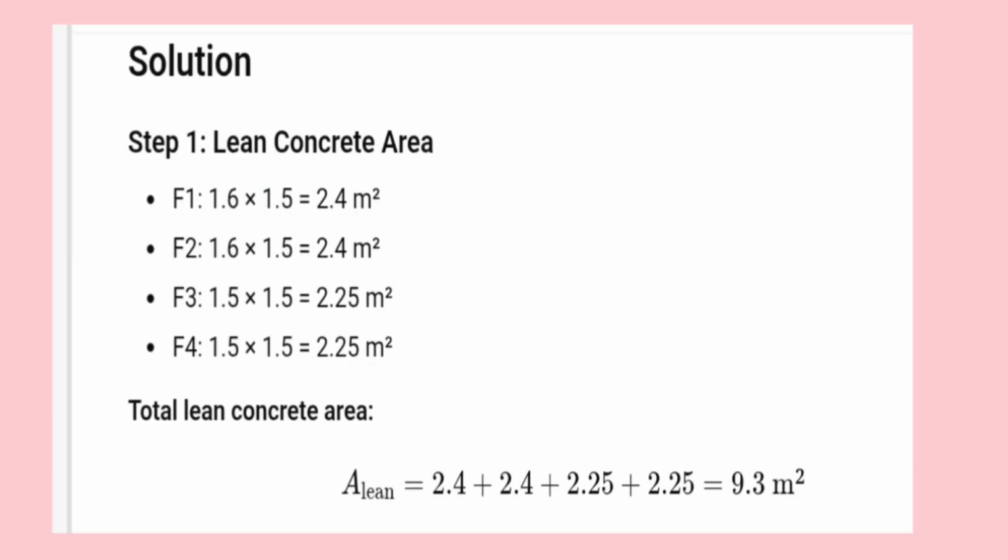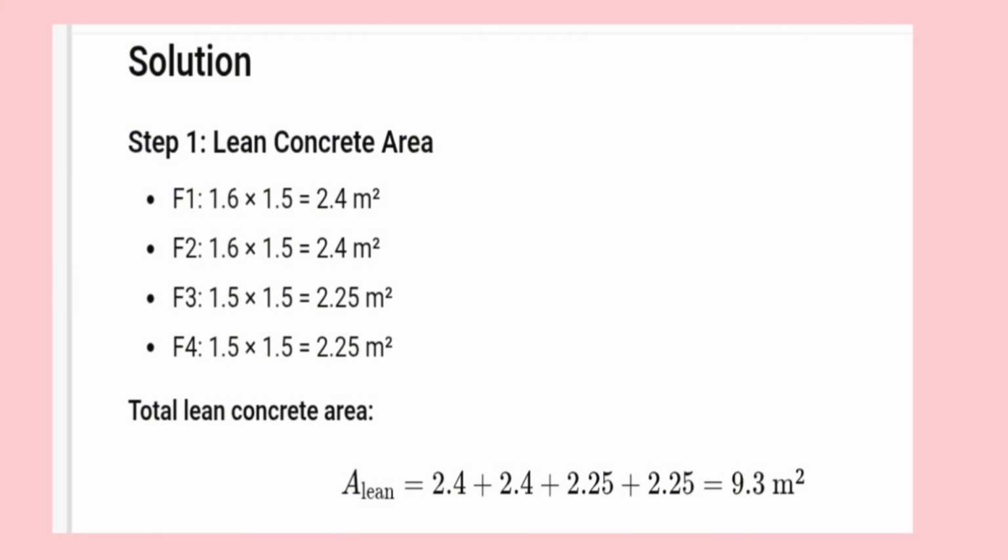Step 1 is the measurement of lean concrete area. Because the thickness is less than 100 mm, lean concrete is measured in square meters. For footings F1 and F2, the area of one footing is 1.6 multiplied by 1.5, which equals 2.4 square meters. For 2 footings, the total is 4.8 square meters.